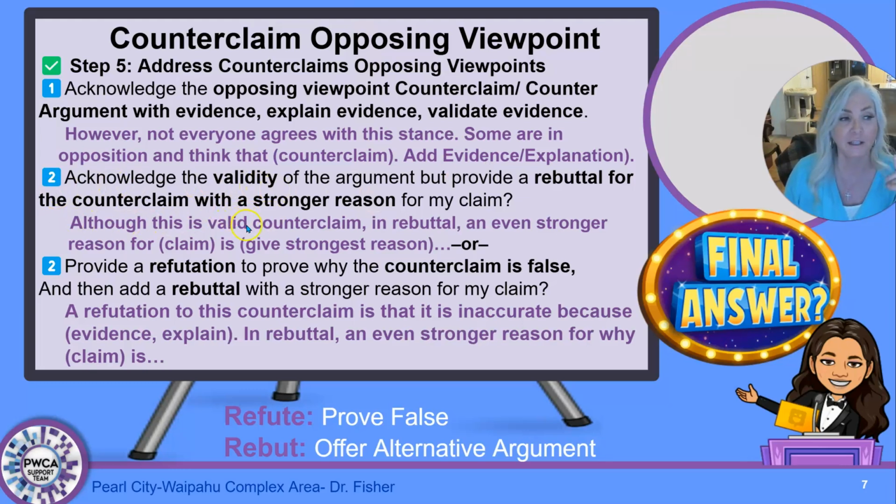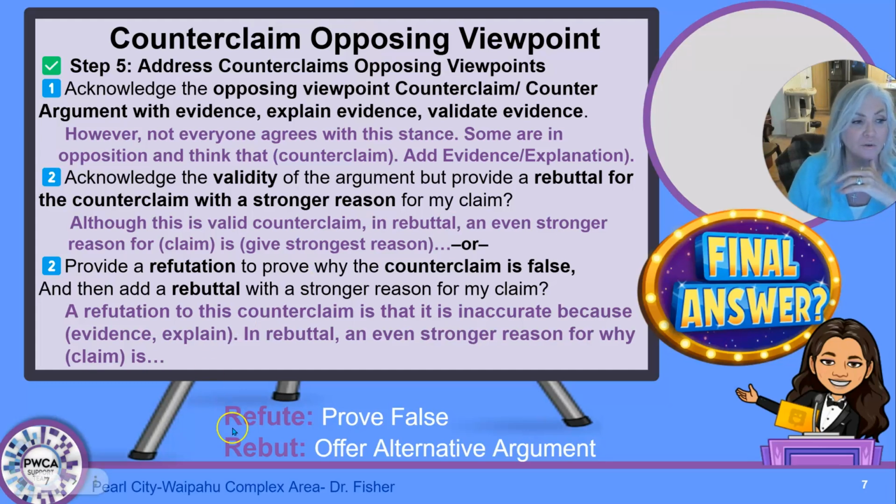Although this is a valid counterclaim, in rebuttal, an even stronger reason for not having cell phones in school is equality. And now I want you to notice this. So now I said in rebuttal. So what I did was when it's in rebuttal, then you can just say your next strong one. You don't have to say what's wrong with their argument. If you said in refutation, a refutation to this counterclaim, now you're refuting something they said is wrong. So you're proving something they said false.